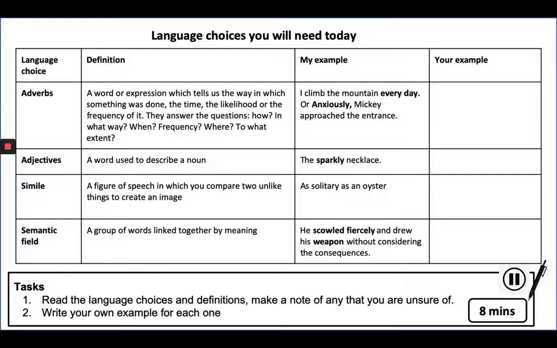These are the ones we're going to look at today. Please could you read these? Adverbs, adjectives, simile, semantic field. You do not need to write this table, so do not copy this down, but just provide an example, please, in your books of each of these. Thank you.